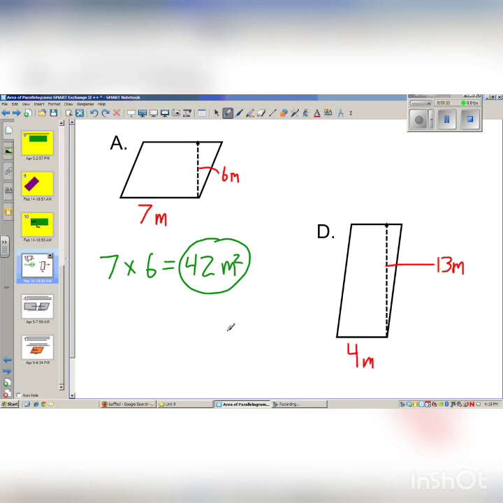All right. So to find the area of parallelogram D, you had to do 4 times 13, because that's the base times the height. And when I do that, I think 4 times 10 is 40. 4 times 3 is 12. So 40 plus 12 is 52. Our unit is meters squared. So 52 meters squared is the area of this parallelogram.